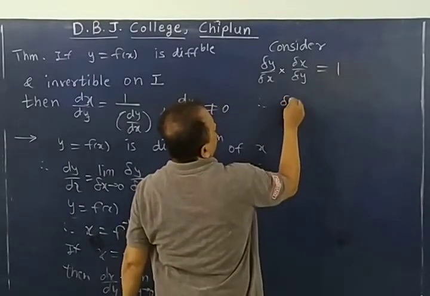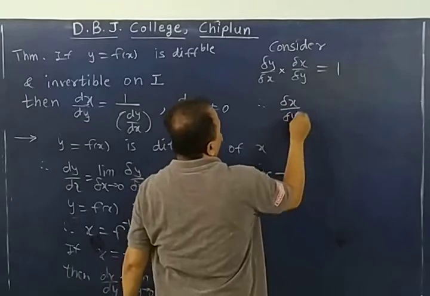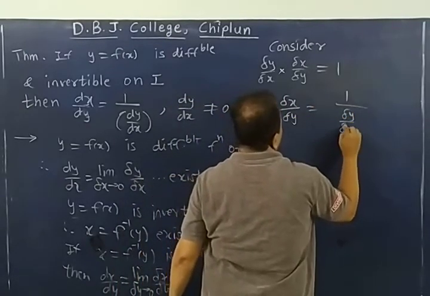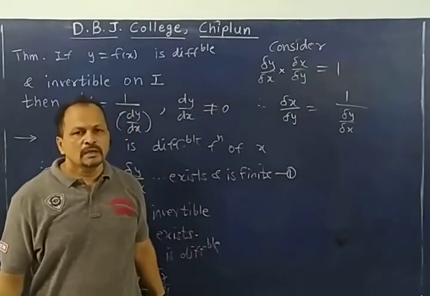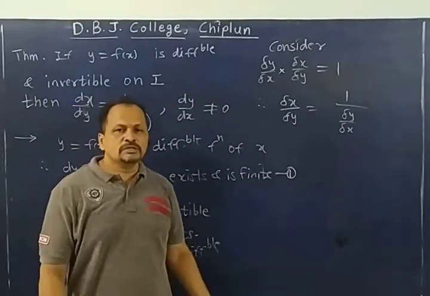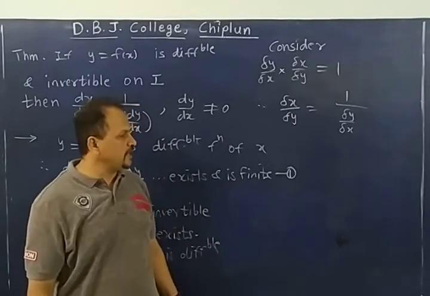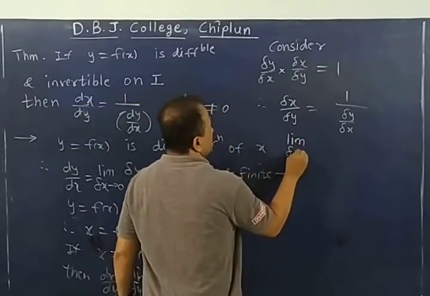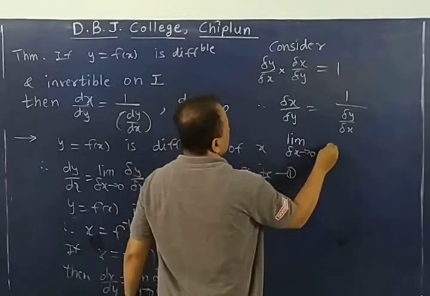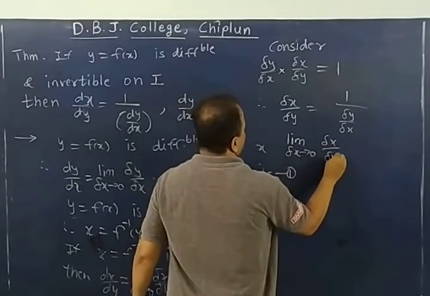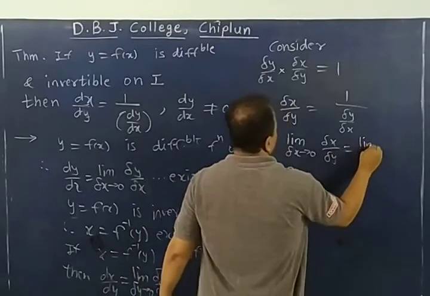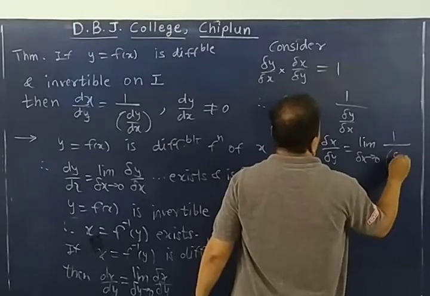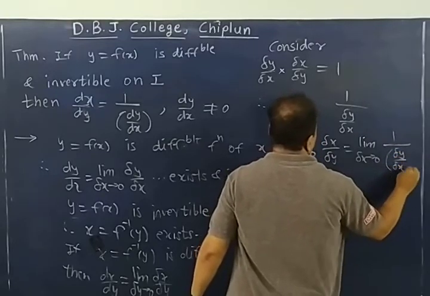Therefore, delta x upon delta y is equal to 1 upon delta y by delta x. Now take limit on both sides as delta x tending to 0. Limit delta x tending to 0, delta x upon delta y is equal to limit delta x tending to 0, 1 upon delta y by delta x.